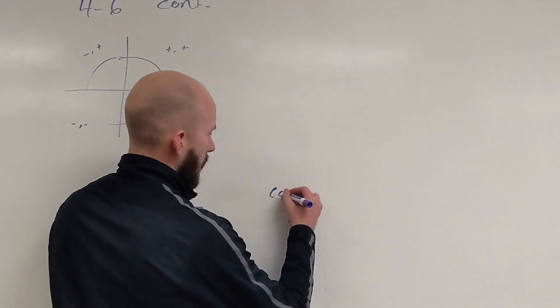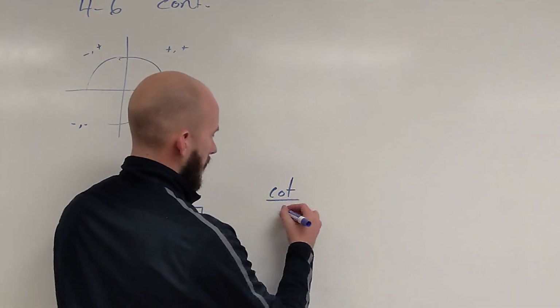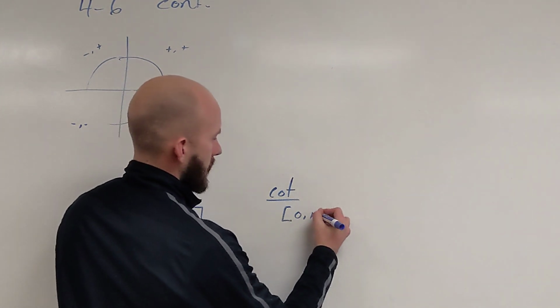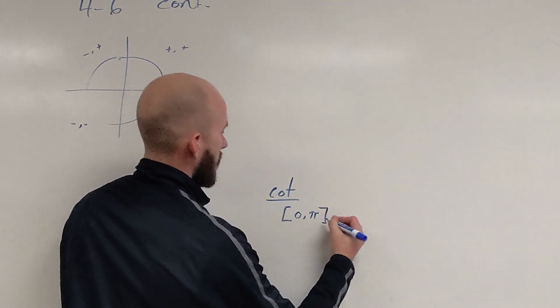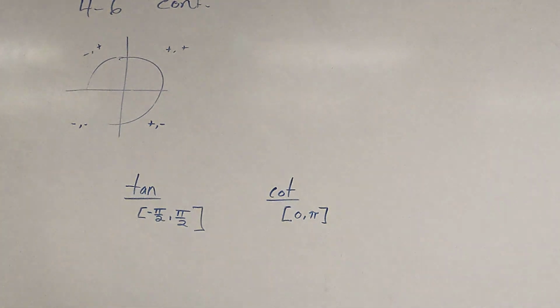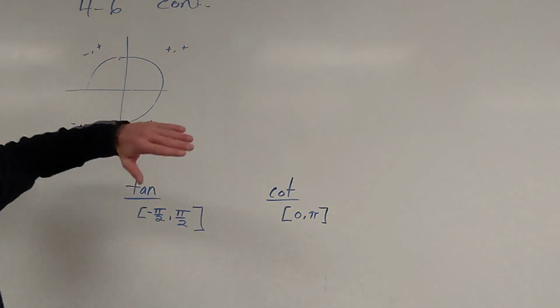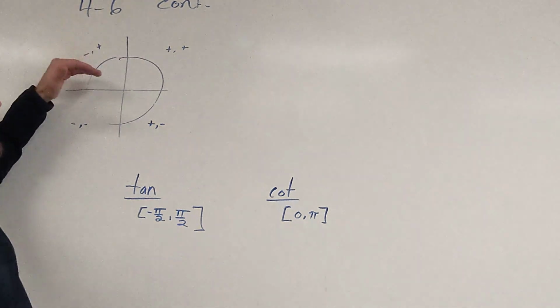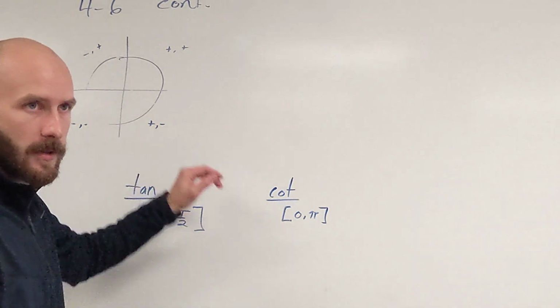And then for cotangent, just like cosine, the domain gets restricted from 0 to pi. So again, that's like the top half of the unit circle, with positive values in quadrant 1 and negative values in quadrant 2.